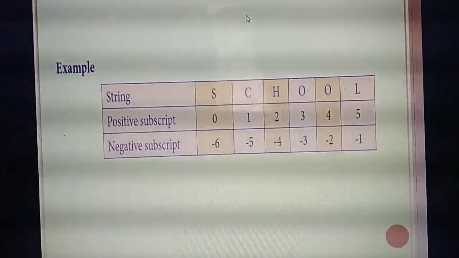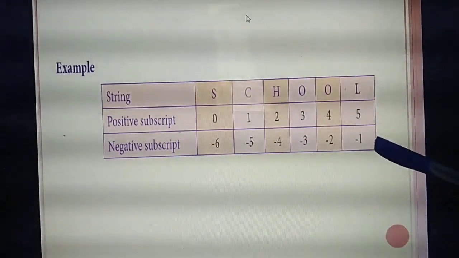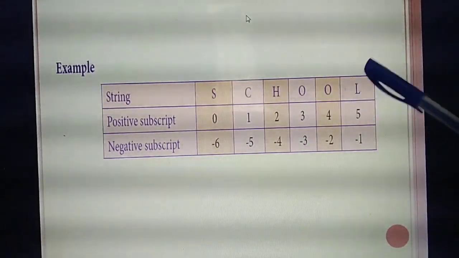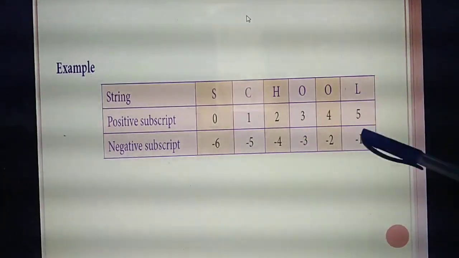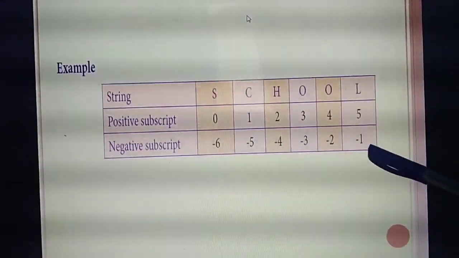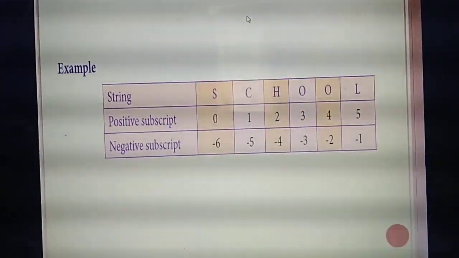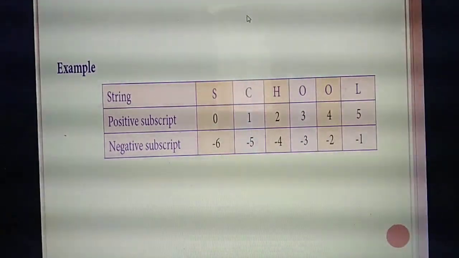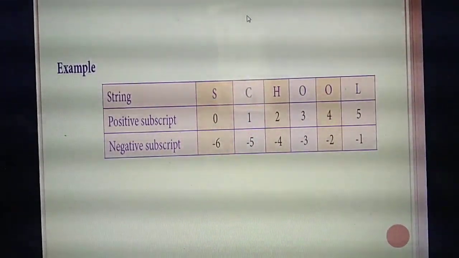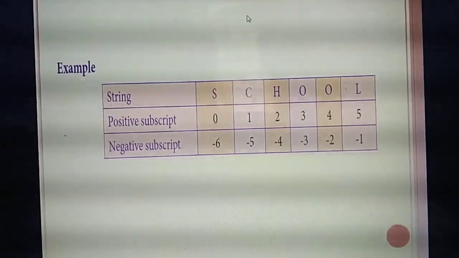But a negative subscript always begins with the index value minus 1, just the reverse of the positive subscript. It starts at the last, that is the end character, and goes from last to first. Understand the difference between positive subscript and negative subscript? Very, very important question.